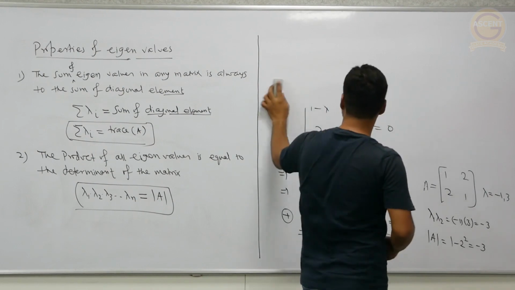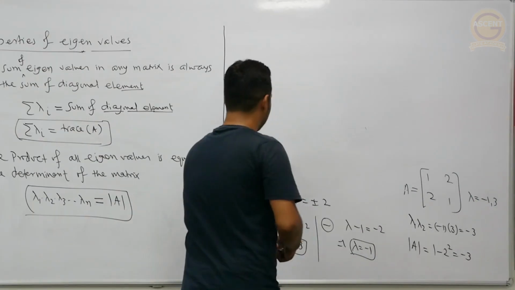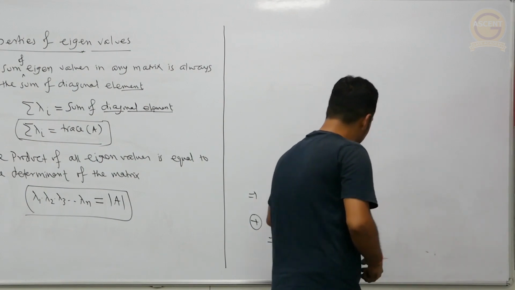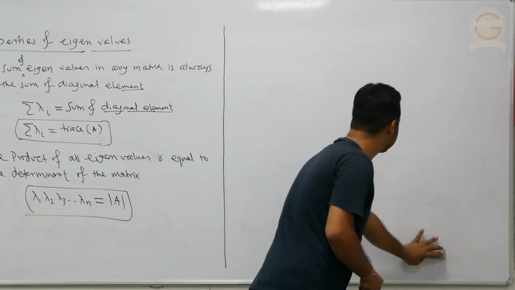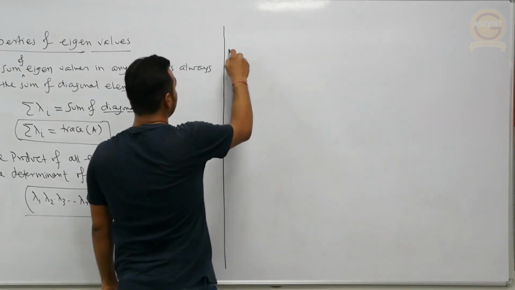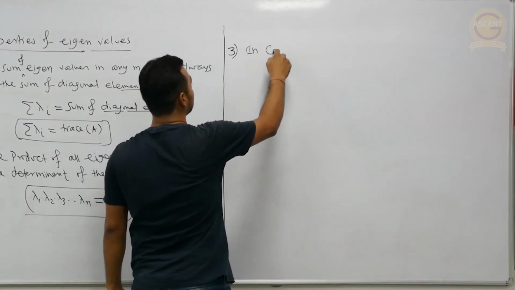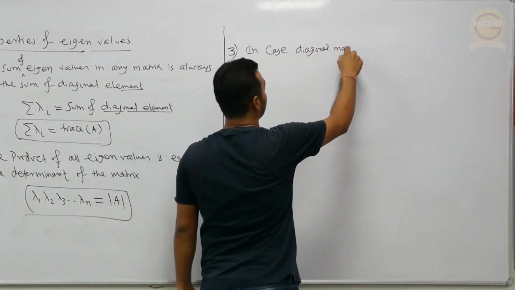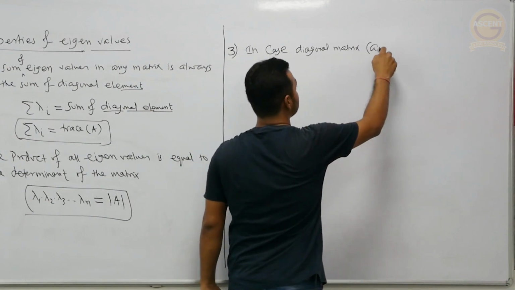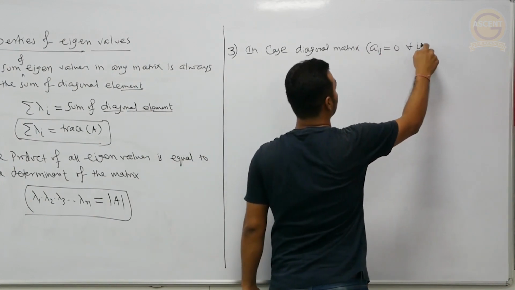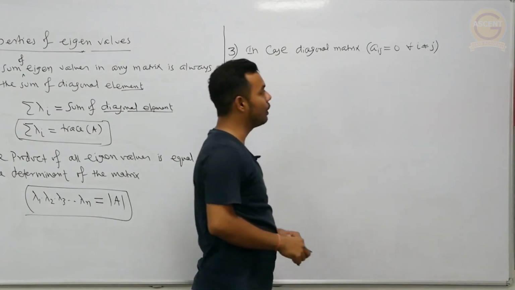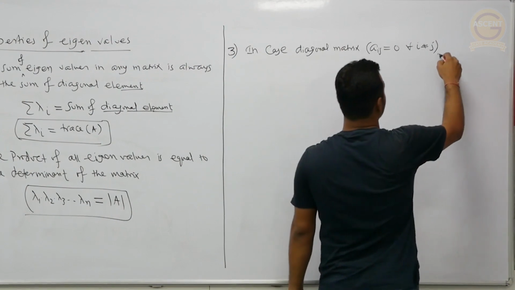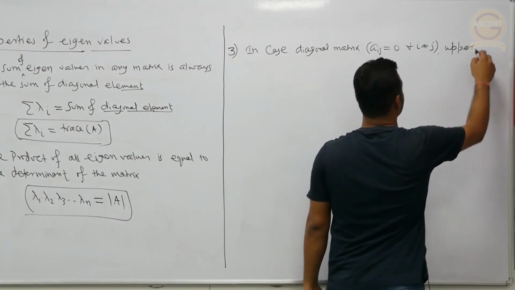Now the next property is related to the eigenvalues of a diagonal matrix, lower triangular matrix and upper triangular matrix. So now we are going to discuss the third property. So our third property is, in case of a diagonal matrix, the definition of a diagonal matrix was Aij is 0 for all i not equal to j, meaning that all the off diagonal elements are 0, then the matrix is called a diagonal matrix.